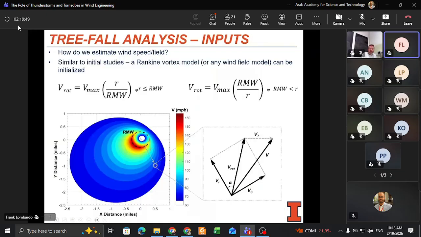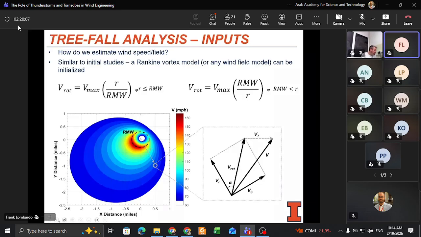Okay, so how do we estimate the wind speed and wind field? It's basically what we talked about yesterday. The formatting is weird on this, but here again, use the Rankine vortex model to do that. And we talked about this yesterday, this schematic, and things should look familiar.